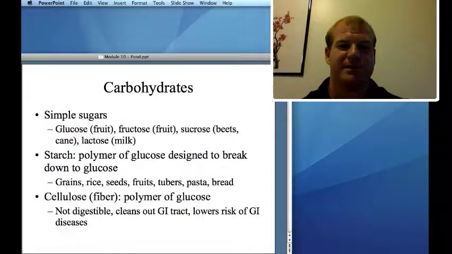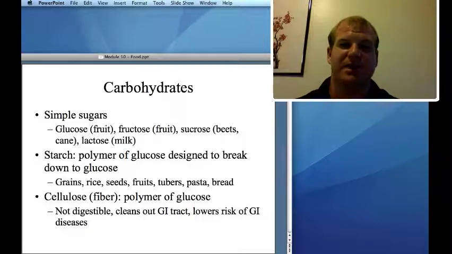So carbohydrates, talking about carbs, there are simple sugars. These are the monosaccharides like glucose and fructose, and some disaccharides like sucrose and lactose. And starch is a polymer of glucose. Remember talking about polymers, and these break down to glucose. These are found in grains, rice, some fruits. There's a little bit of starch in bananas, for instance. And tubers. What's a tuber? Potato and taro are both tubers. That's where we find starches.